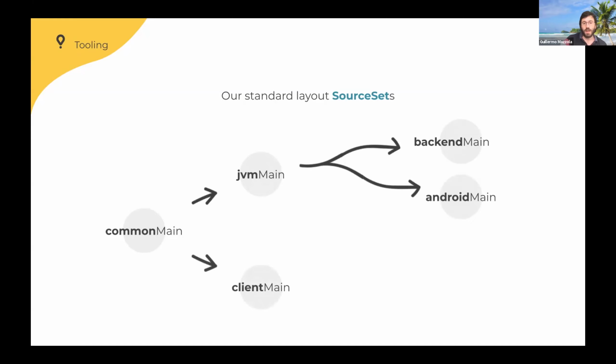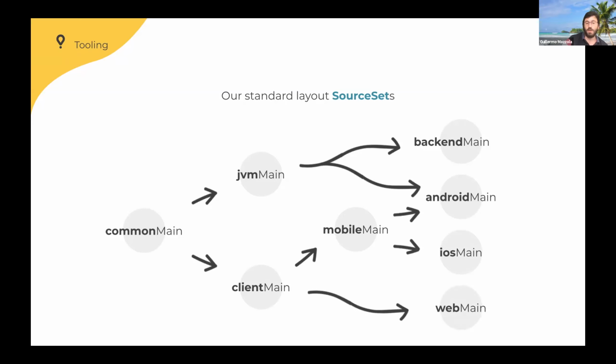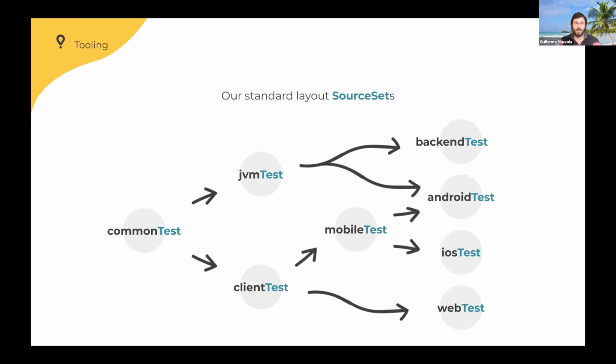We are also creating a client source set that will be used by a mobile source set, and that will be used by Android. So for iOS, we share classes from the mobile source set and the client source set. To finish, web uses classes from the client source set. So with these combinations, you can decide where the code that you are writing is going to be available for each of the platforms. And you can play here with the actuals and the expects also from Kotlin Multiplatform. And to finish this, the same configuration applies for the test sources.